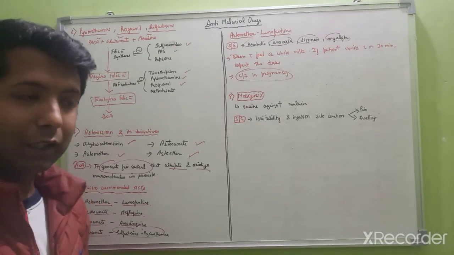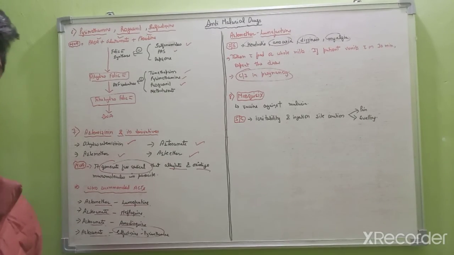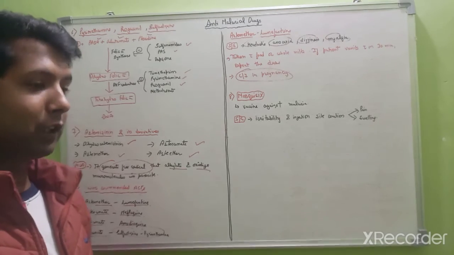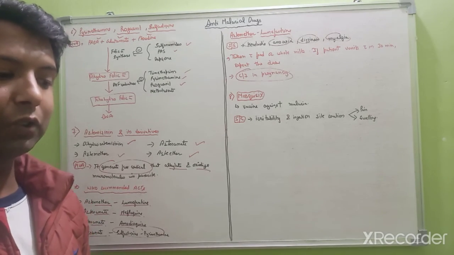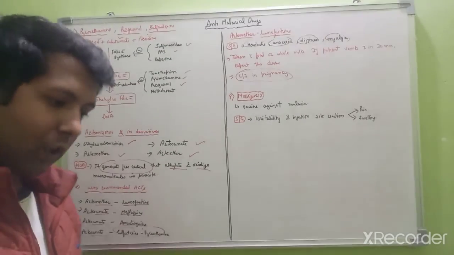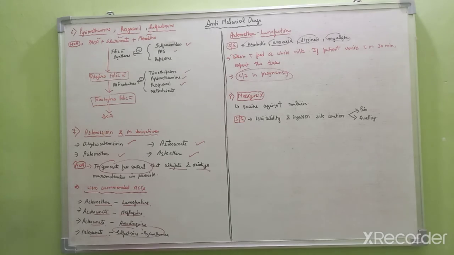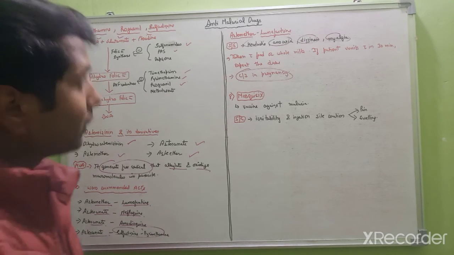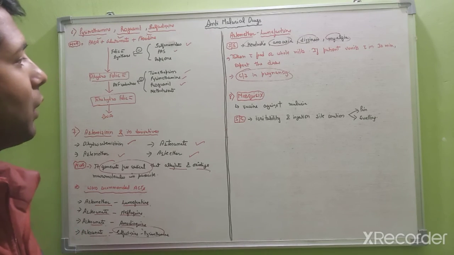Usually quinine is used in the first trimester of pregnancy, but the point to remember is that if we use quinine in the first trimester, then we have to monitor the blood glucose level because it causes hypoglycemia. So this is all the brief about the drugs.